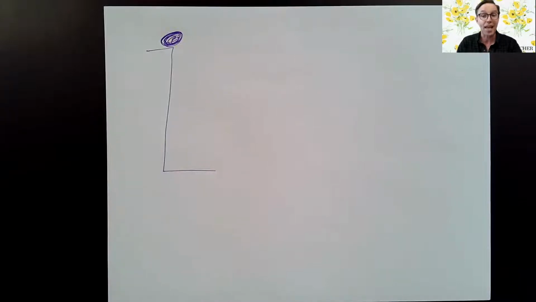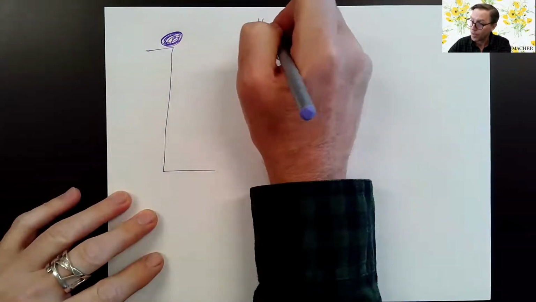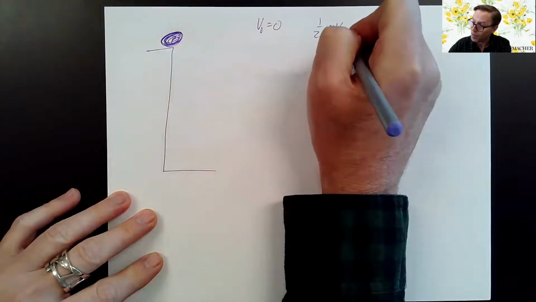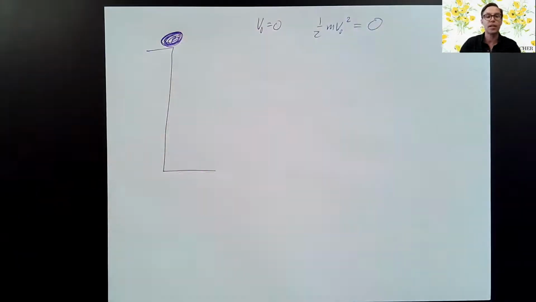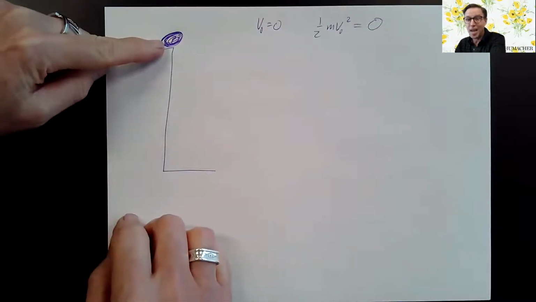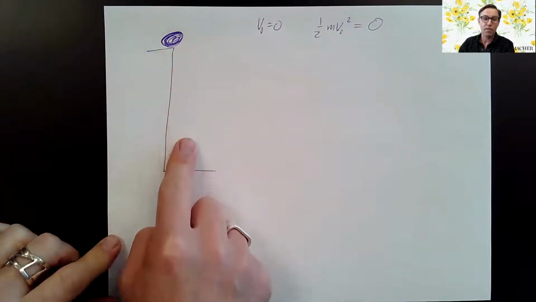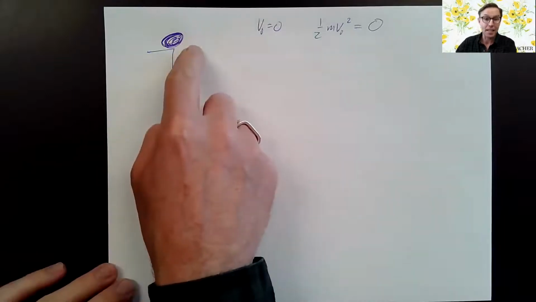And so the ball is at rest. So its initial speed is zero. And therefore, 1/2 mv initial squared, since v initial is zero, is also zero. Its original kinetic energy is zero. Now, let's say that somebody just taps the ball. It moves just a little bit over here to the right, and it falls down. What's going to happen to the ball as it falls?